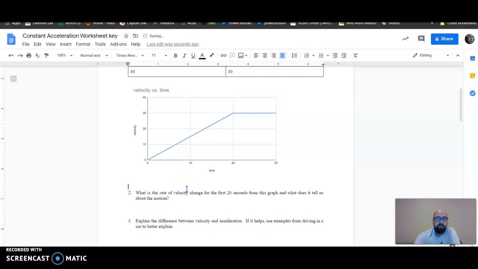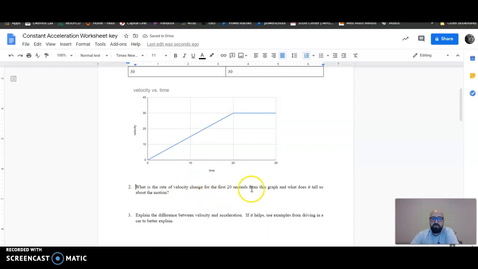Then question 2 says, what's the rate of velocity change for the first 20 seconds from this graph, and what does it tell us about the motion? The rate of velocity change is how much velocity changes over a certain amount of time. The velocity went from 0 to 30 in 20 seconds. So it changed by 30 meters per second, and it did that in 20 seconds. So 30 divided by 20 is 1.5. The unit for that is meters per second squared. So that's the numeric answer, and this tells us the acceleration of the object.